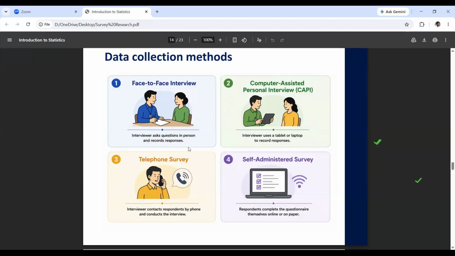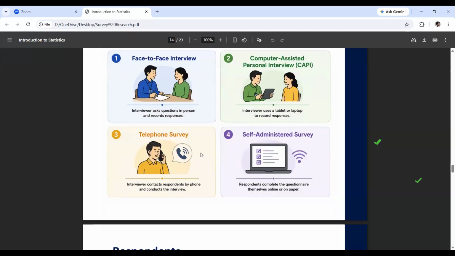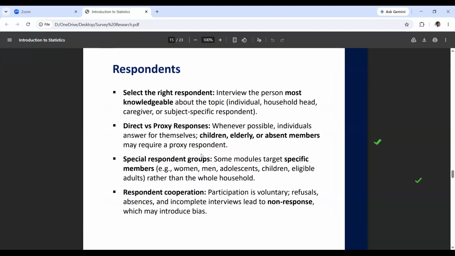Suppose you want to get some information about this session or further sessions you are planning from your participants, so you can share a questionnaire with them using email or WhatsApp, and they can fill it in on their own, at their own convenience. So those questionnaires are known as self-administered surveys. Now respondents, who respond to the questions.